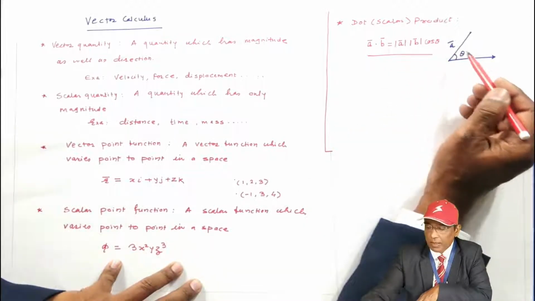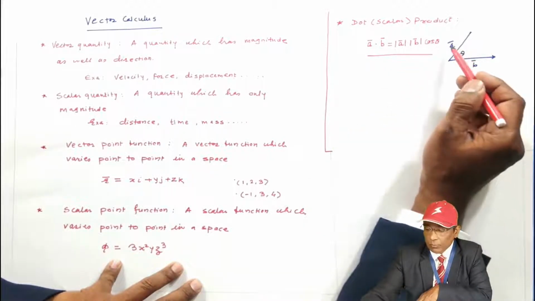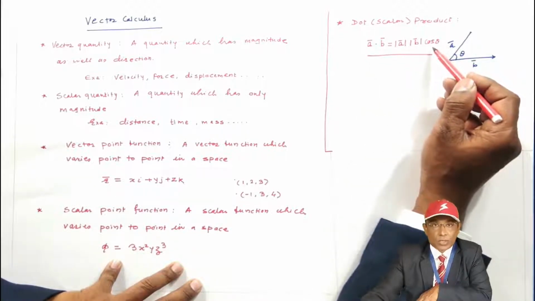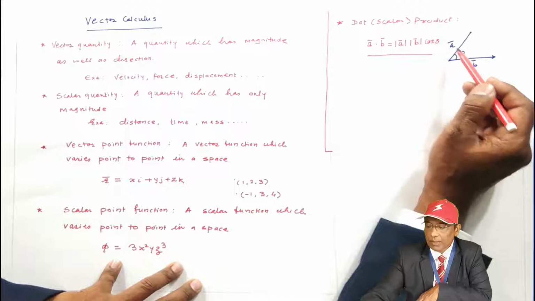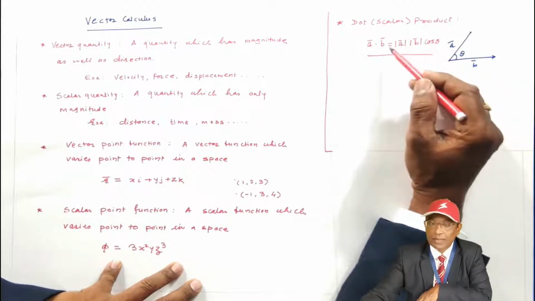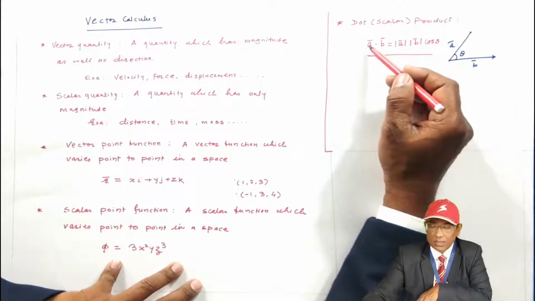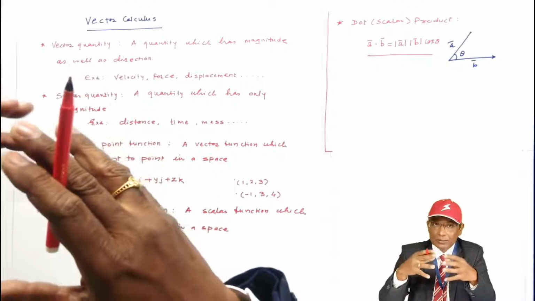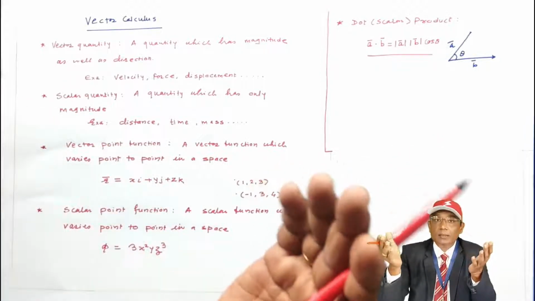Once again, a bar and b bar are two vectors. The dot product of two vectors a bar and b bar is defined like this. What is theta? Theta is the angle between a bar and b bar. When you take the dot product of two vectors, we get a scalar. See, a bar is a vector, b bar is a vector, but when you take the dot of two vectors, the third thing we are getting is a scalar.